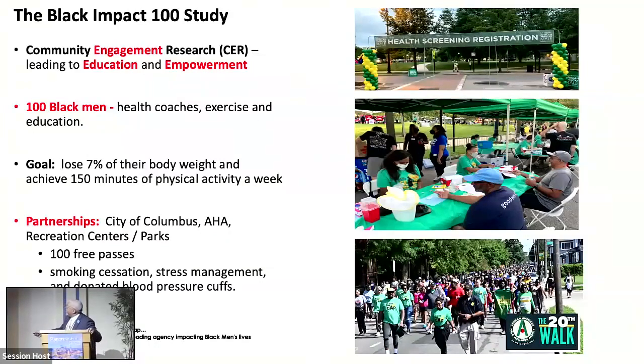What they do every year is there's a huge health screening registration, where up to 2,000 to 3,000 Black men register and get screened. This is one of the screening tables. This is actually my wife, Kathy, there doing finger sticks for blood glucose. There are nurses and healthcare providers. You have a sheet and you're just checking off: what do you weigh? What's your cholesterol? What's your blood pressure? Do you have diabetes?